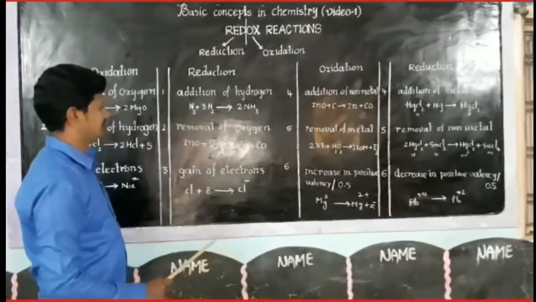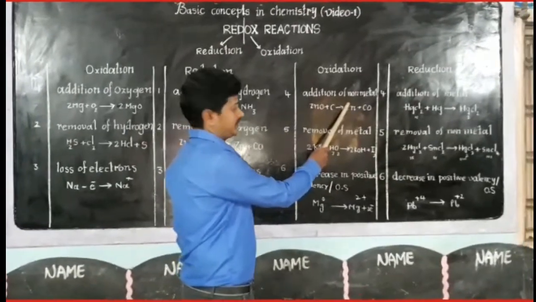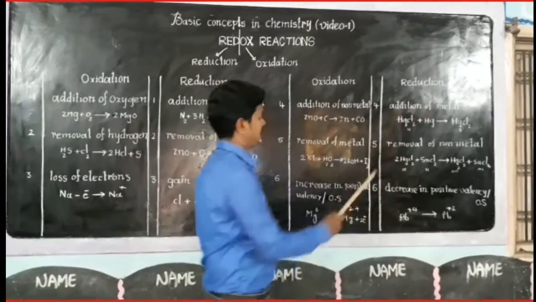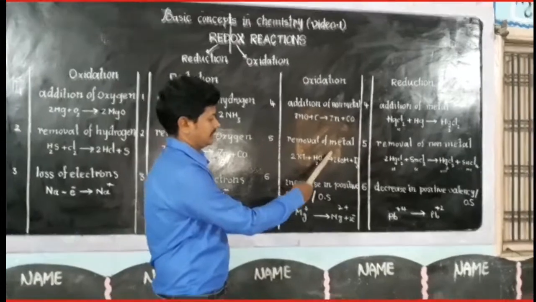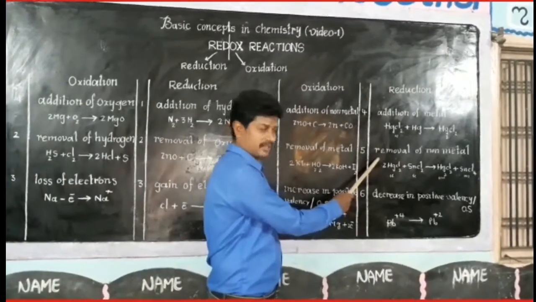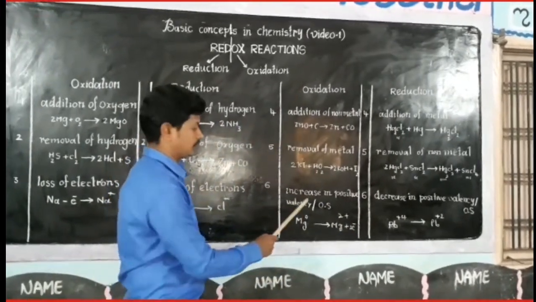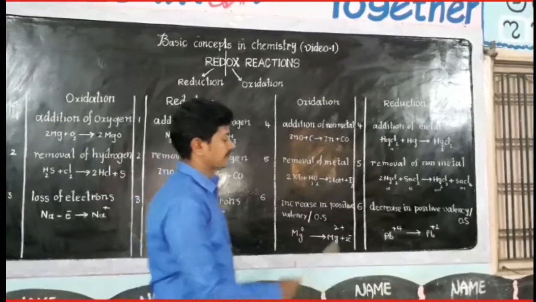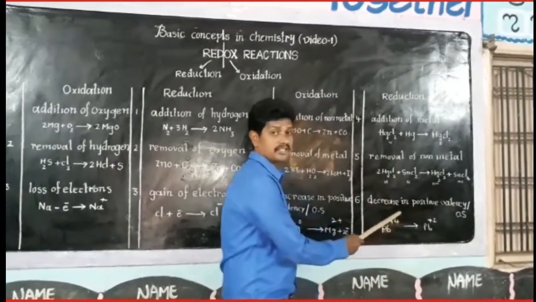Next, question number 7, define oxidation in terms of nonmetal. Next, question number 8, define reduction in terms of metal. Next, question number 9, define oxidation in terms of metal. Next, question number 10, define reduction in terms of nonmetal. Next, question number 11, define oxidation in terms of positive valency or oxidation state. Next, question number 12, define reduction in terms of positive valency or oxidation state.